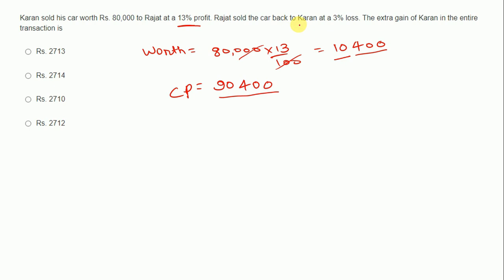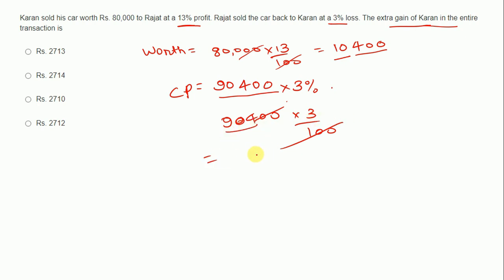Now Rajat has sold the car back to Karan at 3% loss, and we have to find the extra gain by Karan in the entire transaction. This 3% is itself the extra gain by Karan. So we have to find 3% of this, and that will be our answer itself. 90,400 into 3 divided by 100, and these zeros will be cancelled. So just multiply 904 by 3: 4 into 3 is 12, and 9 into 3 is 27. So 2712 is the correct answer. This would be the extra gain by Karan.